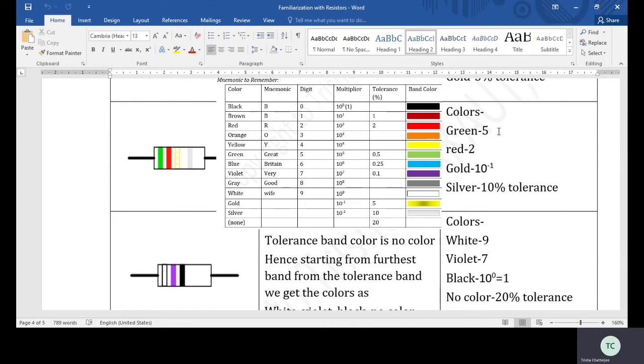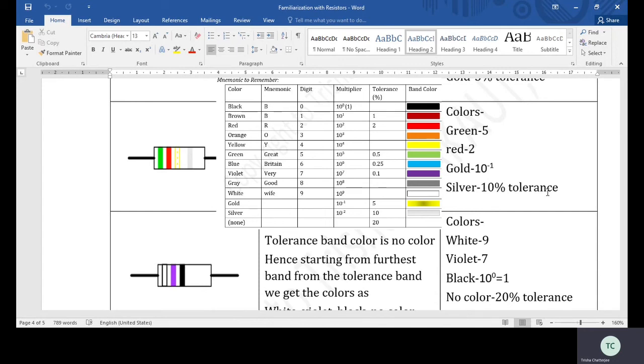And gold has a power value of -1, which comes just after the white color. So after the white color, there are only two multipliers, gold and silver. Gold comes first, so gold has a power of -1 and silver comes just after that, so it has a power of -2 only. Okay, so that's why it is -1. Gold is -1 and silver has a tolerance value of 10%. So starting from gold, the tolerance value changes: gold has a tolerance value of 5%, silver has a tolerance value of 10%, and no color.